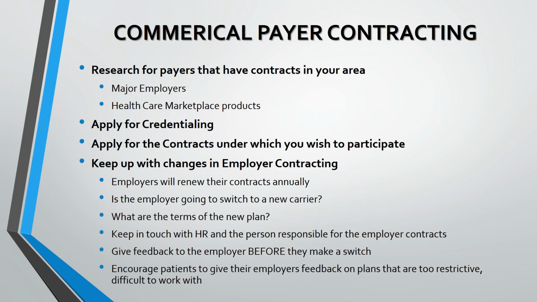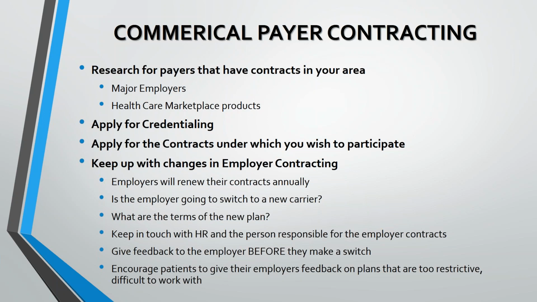The other thing that I would look at are the healthcare marketplace products that are available in your area and for your particular state or your particular region. And the healthcare marketplace refers to products that are under the Obamacare plans or the PPACA, Patient Protection and Affordable Care Act plans. So once you have researched the payers that have contracts in your area, then you're going to apply for credentialing if you haven't already done so, and then apply for the contracts under which you wish to participate.